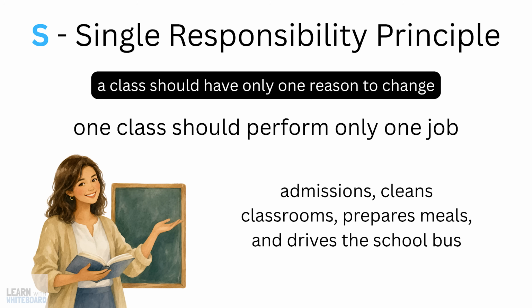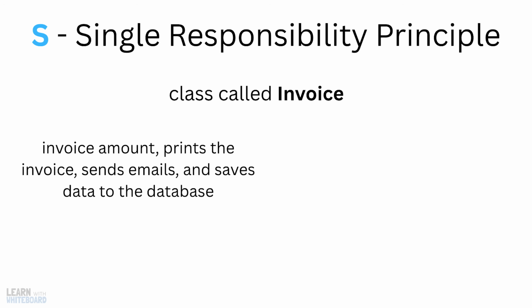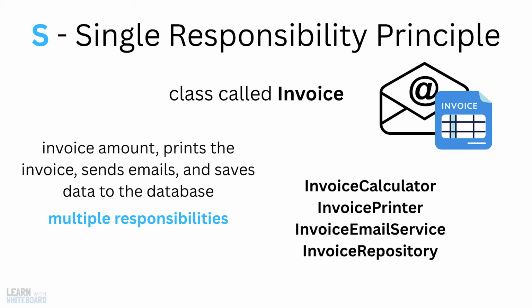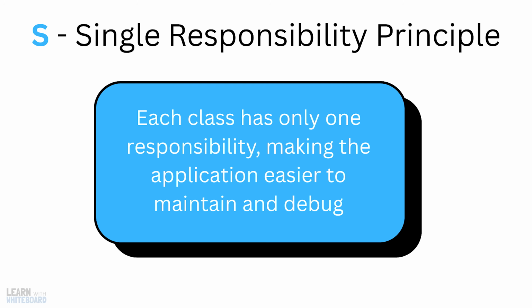manage everything efficiently. Similarly, suppose you have a class called Invoice. If it calculates the invoice amount, prints the invoice, sends emails, and saves data to the database, then it has multiple responsibilities. Whenever you need to change the email functionality, you may accidentally affect invoice calculation. A better design is to create separate classes, such as Invoice Calculator, Invoice Printer, Invoice Email Service, and Invoice Repository. Each class has only one responsibility, making the application easier to maintain and debug.